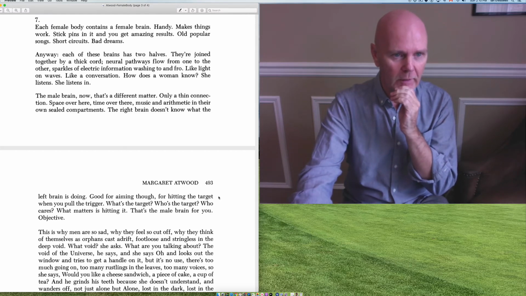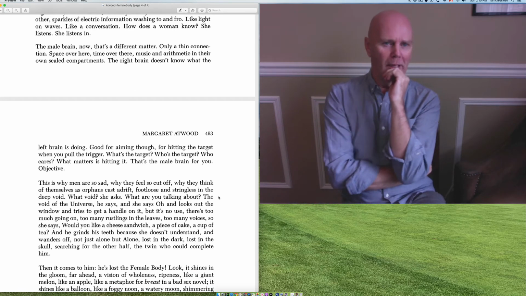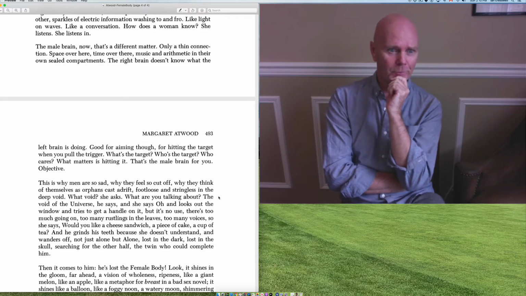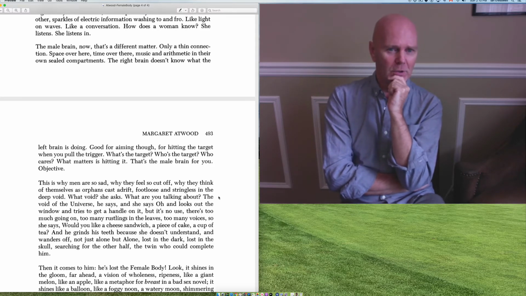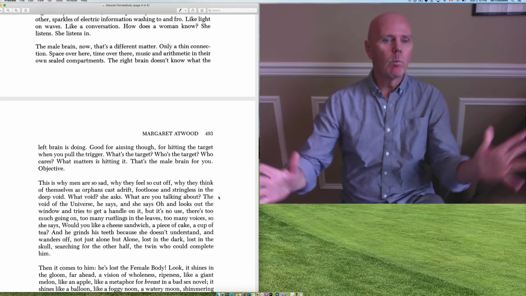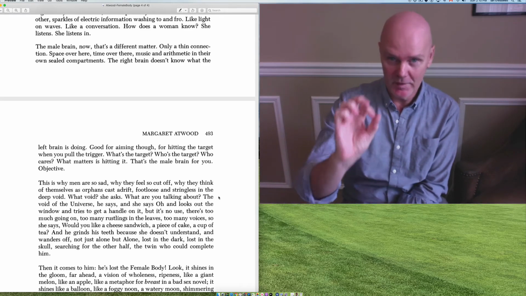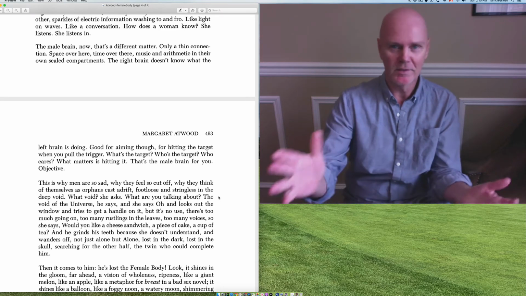Right, here we are, guys. This is the male brain. The right brain doesn't know what the left brain is doing. I think my wife would agree with that sometimes. Good for aiming, though, for hitting the target when you pull the trigger. What's the target? Who's the target? Who cares? What matters is hitting it. That's the male brain for you. Sentence fragment. Here's the word objective, because that's what this is all about.